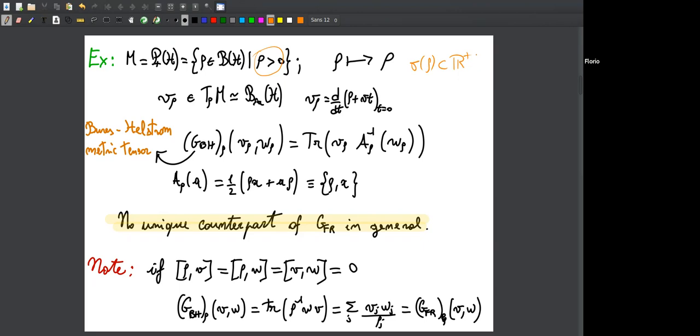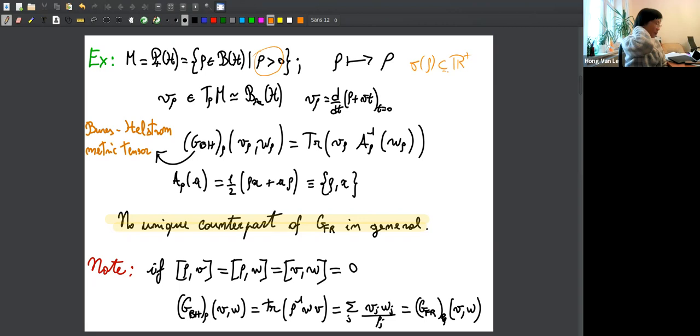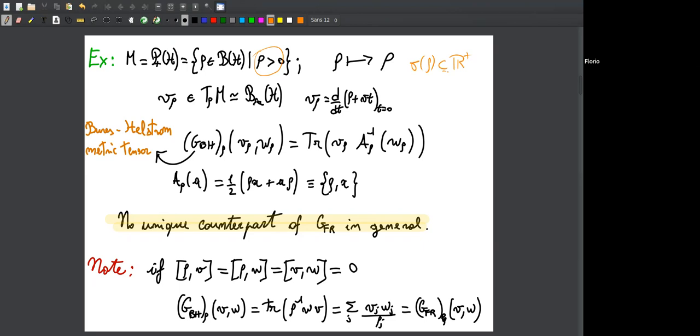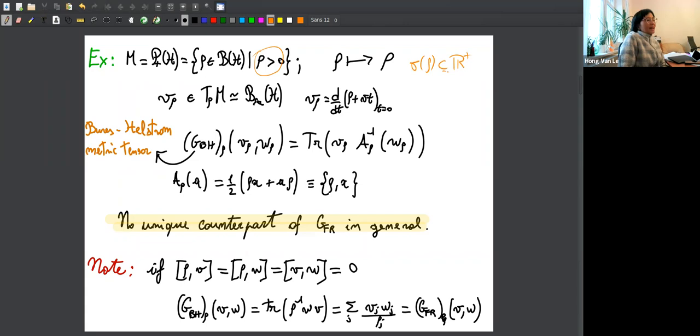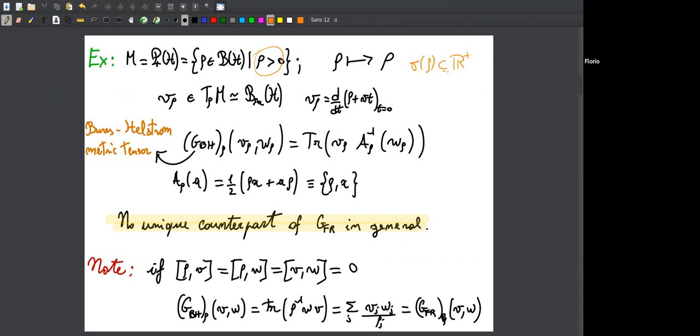Very good. Now, Florio, I did not understand what you mean that there is no unique counterpart of the Fisher-Rao metric in general. So the Fisher-Rao metric tensor fulfills a kind of uniqueness in the classical case, invariant under sufficient statistics or some kind of transformation. Yes, our congruent embeddings are precisely the sufficient statistics. Yes. And here you also pose some such kind of invariance condition. That's the point I want to go to.